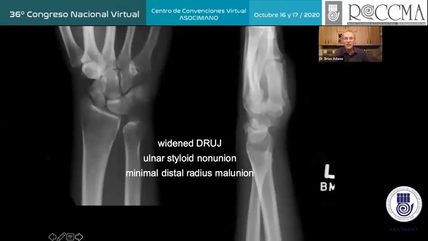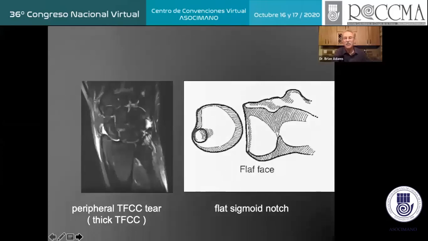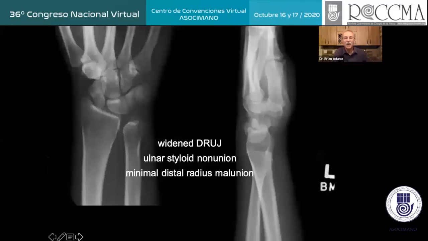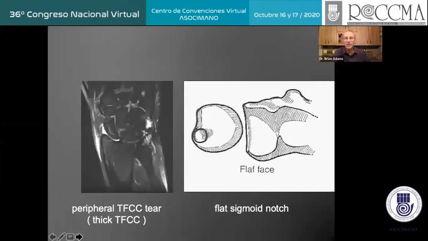Well, in this case, we know that the DRUJ is widened, and we know this is a chronic case. So what would we do next? I think we need to know what the integrity of the TFC is, so I prefer to get an MR scan if it's available. And here you can see it's a very thick TFCC, and it's a flat sigmoid notch. So I know I have soft tissue available, and I would at least consider a repair rather than ligament reconstruction. But I also have to consider the flat sigmoid notch. And if you go back, you can see how flat the sigmoid notch appears even on the plain radiographs.